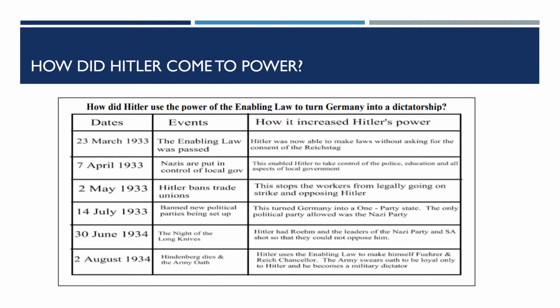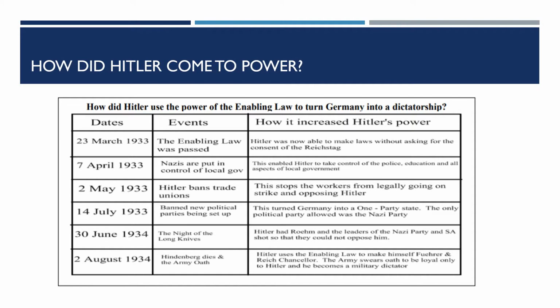Then they were put in control of local governments, or the governments in different areas in Germany, which meant that Hitler now had control of police, education, and other elements of government. And Hitler was banning trade unions, so workers could not oppose Hitler. They couldn't rise against him. He banned any of the new political parties being set up. So he took control of which political groups were allowed to exist in Germany, which meant that eventually the only party that was allowed was his Nazi party. So there were no alternatives.